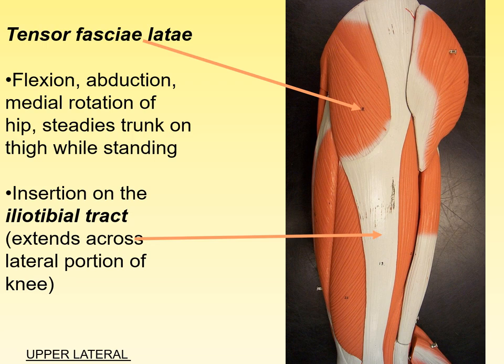The tensor fasciae latae is involved with flexion, abduction, medial rotation of the hip, helps to stabilize the trunk of the body on the thigh when you're standing, helps to stabilize everything. And then you have the iliotibial tract, which does extend across the lateral portion of the knee. This shown in white along here.